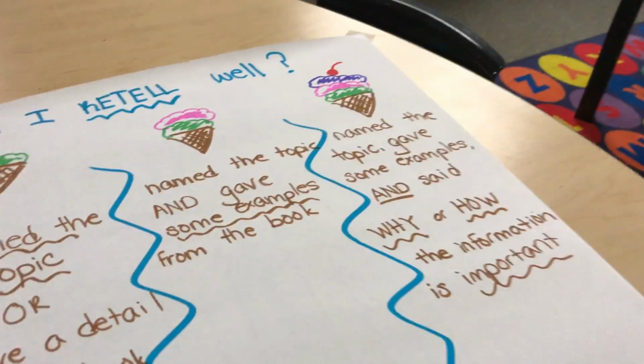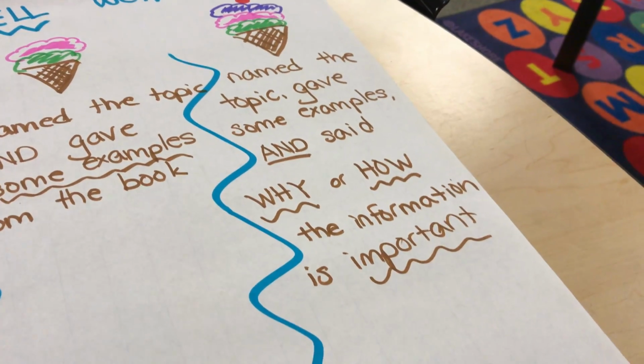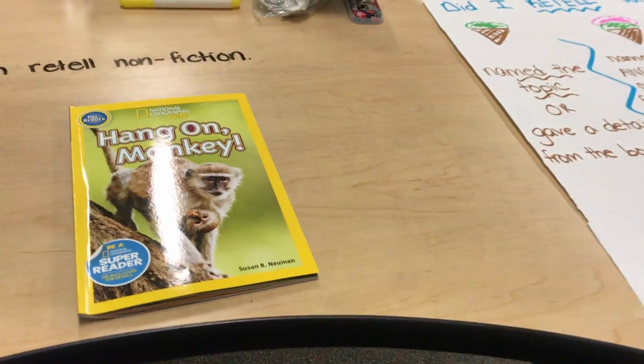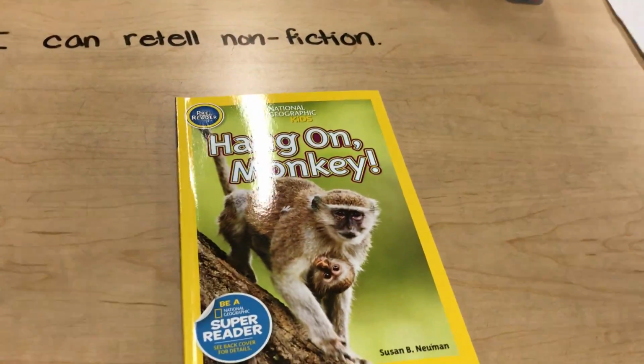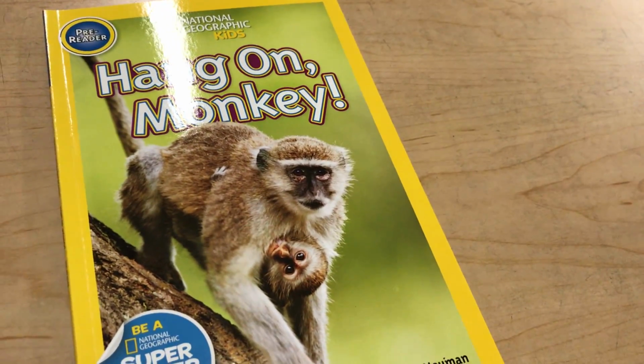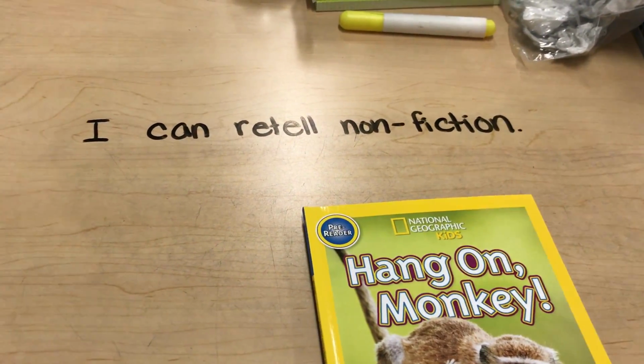Readers, hopefully you said a triple scoop retell names a topic, gives lots of examples, and tells why or how the information is important. Because today, as you read your nonfiction text, I want you to retell to yourself. And in group, you might do some retelling with Mrs. Norton. Readers, the reading workshop has begun.